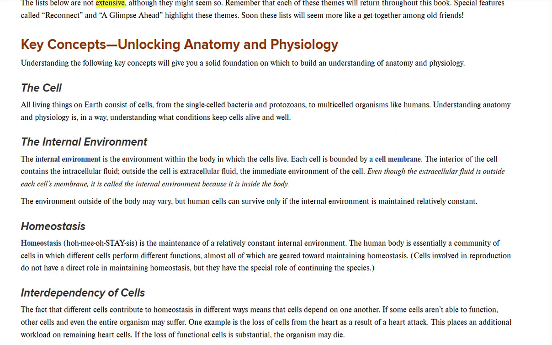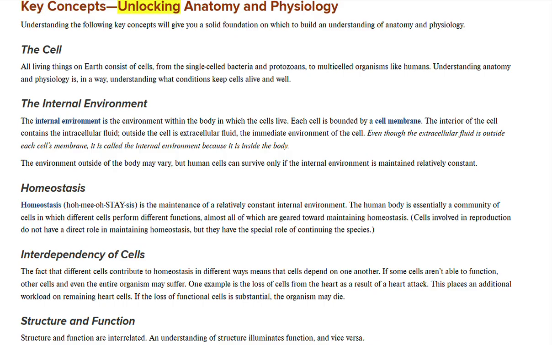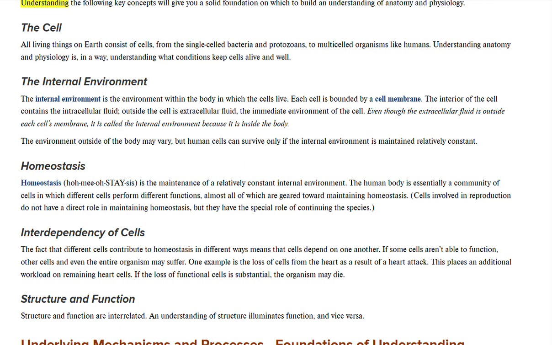The lists below are not extensive, although they might seem so. Remember that each of these themes will return throughout this book. Special features called Reconnect and A Glimpse Ahead highlight these themes. Soon these lists will seem more like a get-together among old friends. Key concepts unlocking anatomy and physiology. Understanding the following key concepts will give you a solid foundation on which to build an understanding of anatomy and physiology.